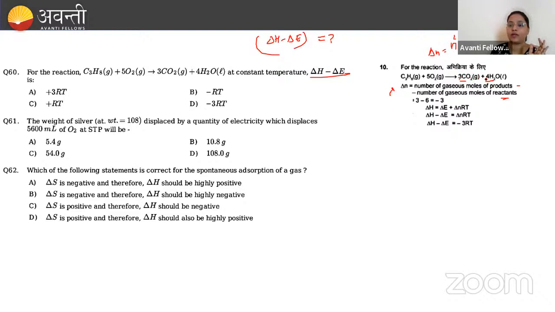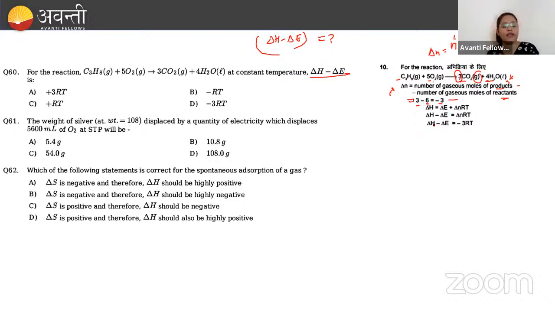So how many moles are present in the product? 4 plus 3, 7. So the number of gaseous molecules of product. Liquid we will not consider, only gaseous we will consider. So here in the product 3 are present, and on the reactant side 5 plus 1, 6 are present. So overall, how many gaseous moles are present? 3 minus 6, that is minus 3.